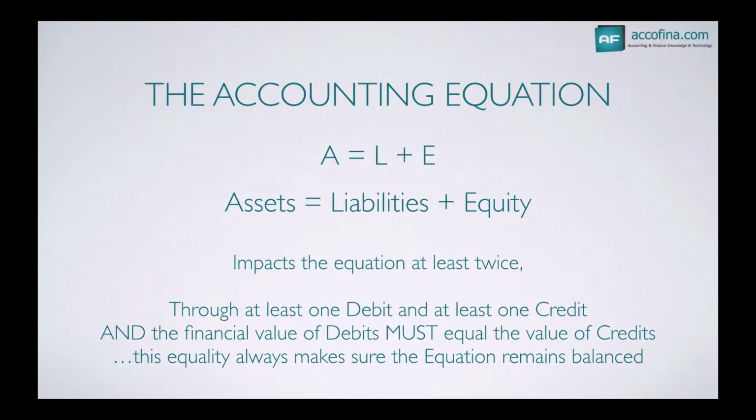For instance, assets might go up and liabilities might go up. It'll remain balanced. Or assets might go up while at the same time assets come down. And that'll make the equation balance. It's these debits and credits impacting the equation that's making the assets and liabilities and equity go up and down according to their corresponding rules.